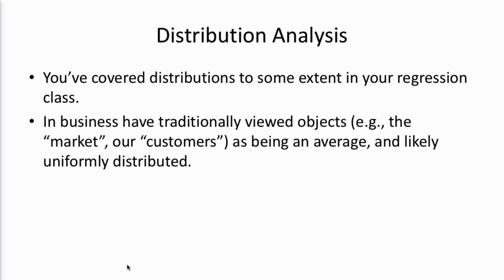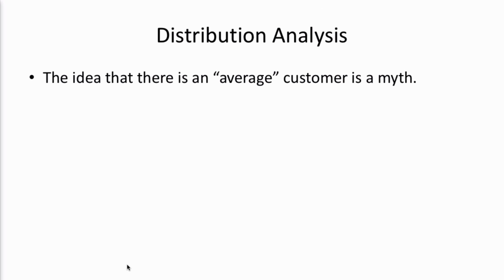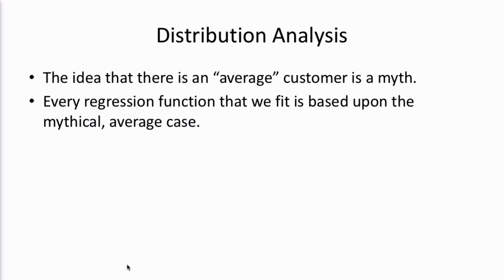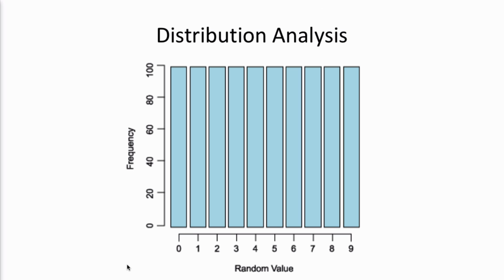And we typically look at our averages, like our customers, as being an average. So now we don't do this anymore, but for 100 years we treated, okay, what do 18 to 25-year-old girls in Texas like? Because the idea was they're all basically one category. Right, so we can do a distribution to kind of say, hey, there's something more than this average customer, right? So every regression function that we fit's based upon the mythical average, and the idea that maybe there's a uniform distribution background population that we're kind of sampling from.